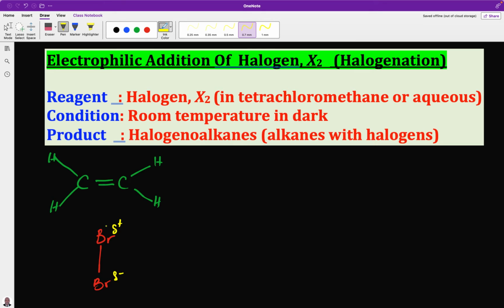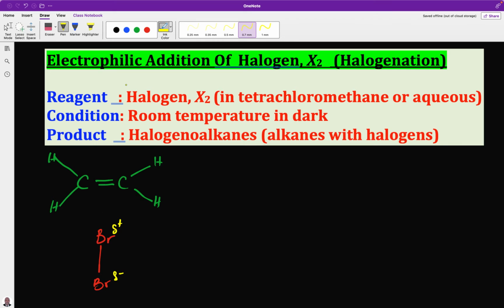And the next dipole that is going to be here will be the partial positive. In that case, bromine acquires a partial positive because the electrons are negative. And if this end of the bromine molecule acquires a partial positive charge, automatically the opposite end of bromine is going to acquire a partial negative charge. For that reason, the partial positive end of the bromine forms a bond with carbon, resulting in a carbocation. The partial positive end will form a bond.